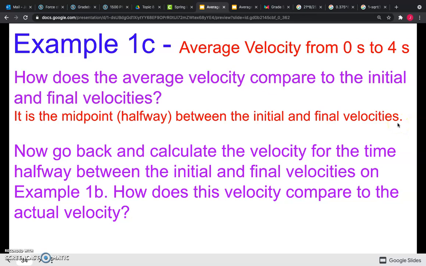And so if you remember from math, the midpoint formula. If not, that's okay. I'm going to teach it to you. But essentially, we can use the midpoint formula to find the average velocity. All right, so now go back and calculate the velocity for the time halfway in between the initial and final times on example 1b. How does this compare to the actual average velocity? Oh, sorry, this should say average velocity. In fact, I'm going to go and fix that right now.